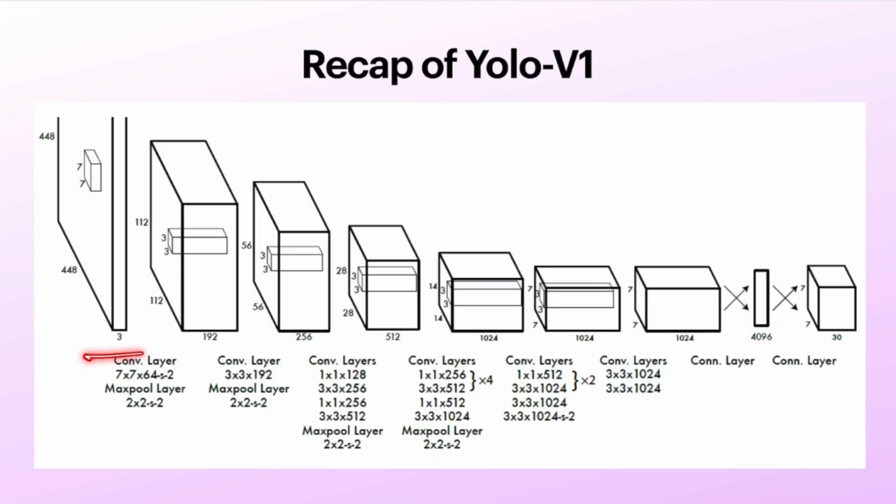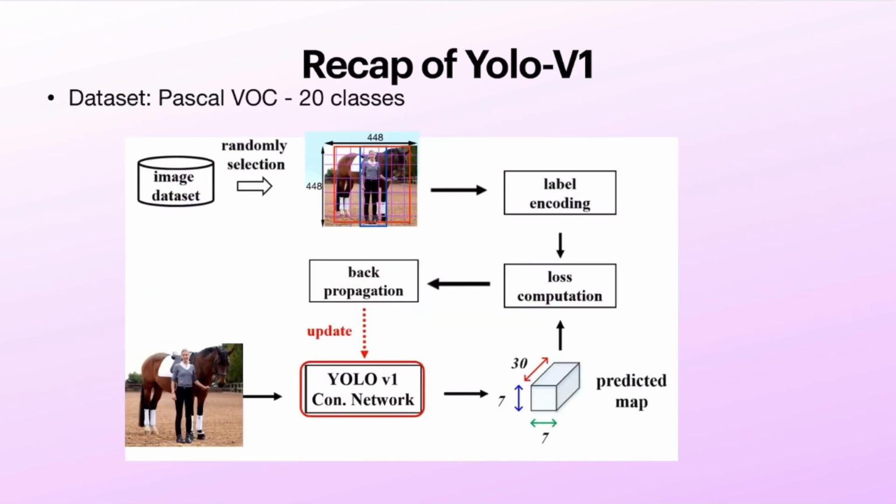This is the network architecture. It has 24 convolution layers and then 2 fully connected layers. And this is the training process. You calculate the labels, then you pass the image through the network and get the predictions. From this you calculate the loss and then you backpropagate to update the network. It is trained on the Pascal VOC dataset, which has 20 classes.